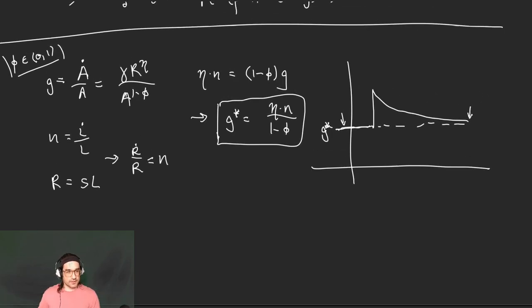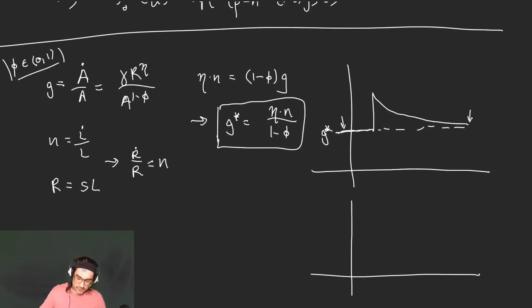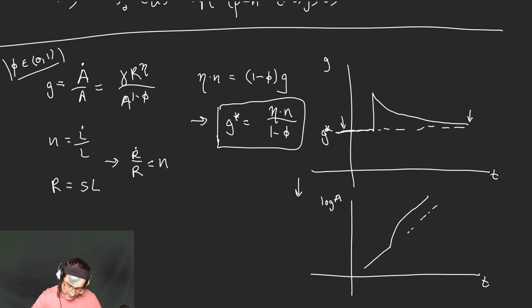If you want to think about it in terms of levels and growth rates, this would be G, this is T. Let's think about it in terms of log A. Going from G to log A, we're basically integrating, because the slope of the log is the growth rate. So the top graph is the derivative of the bottom graph, and we can just integrate the top graph. What that looks like is a constant growth rate, which is linear in logs, then a period of excess growth, and then you converge back to the same slope. If you extrapolate this line, they're going to be parallel.